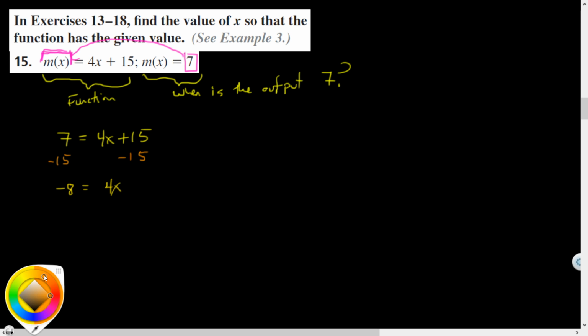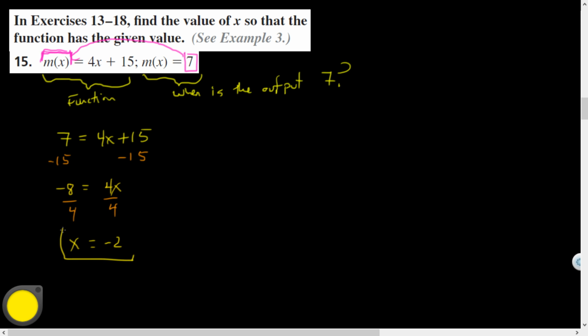Now the inverse of multiplying by 4 is dividing by 4. Save your fractions till the end, friend, if you can. Negative 8 divided by 4 is negative 2. So if I wanted to write this in function notation, m of negative 2 is equal to 7. Sorry, the function is m, I assumed you were f. I also could write that as the ordered pair negative 2 comma 7. Left 2, up 7 on the coordinate plane.